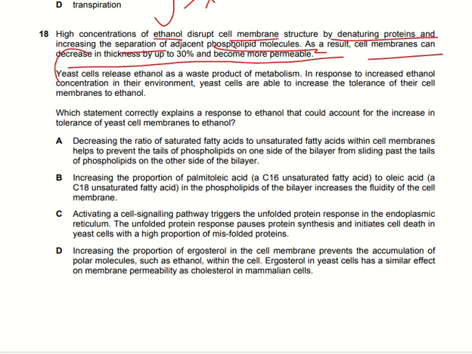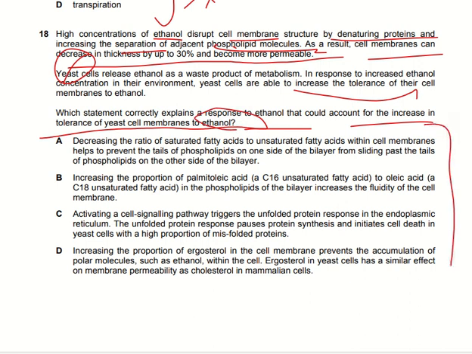In the case of yeast, it produces ethanol in many metabolic processes. So due to the repeated production of ethanol, the yeast cells become tolerant of ethanol, and their cell membranes are not degraded by it. Which statement correctly explains the response to ethanol that could account for the increase in the tolerance of the yeast cells? We have to find out the particular reason why the yeast cell membranes are tolerant to the ethanol.